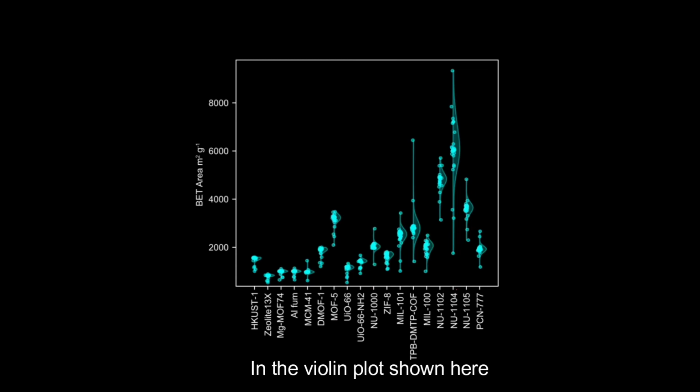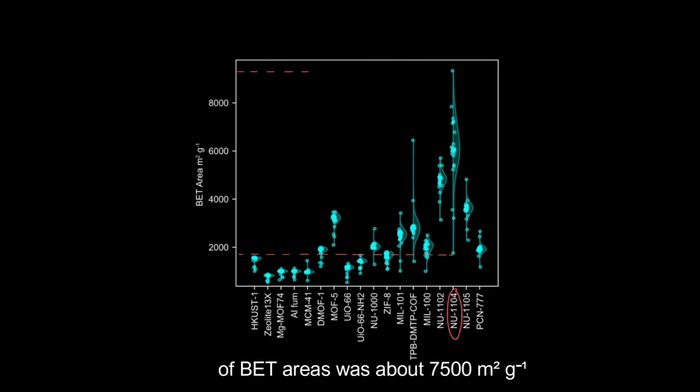In the violin plot shown here, we can see that for NU-1104, the range of BET areas was about 7,500 meters squared per gram.